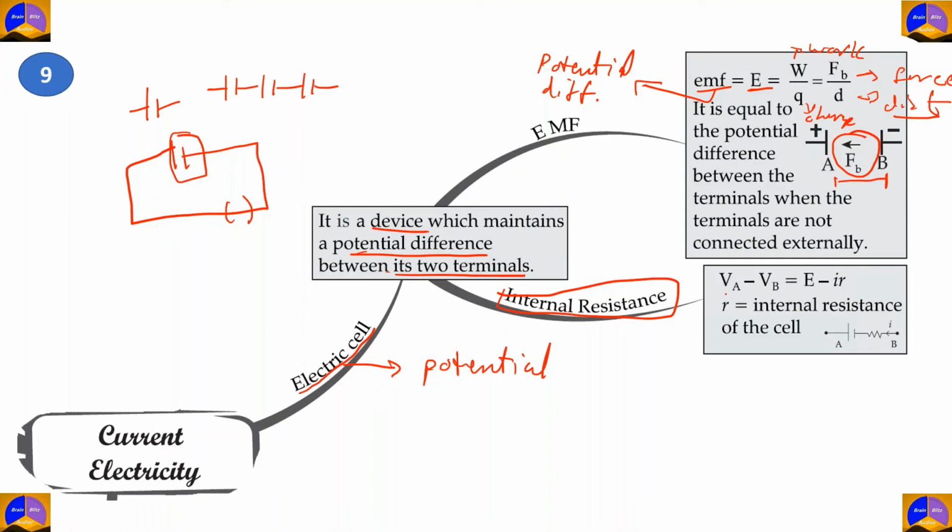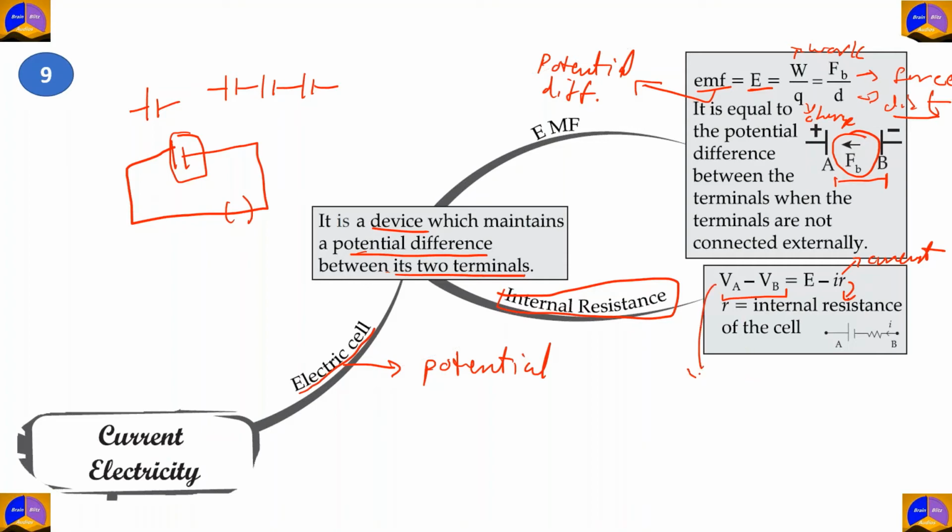And the formula here is given as VA minus VB is equal to E minus Ir, which quite simply states that VA minus VB, which is the potential difference, is equal to E, which is the potential difference inside the cell, minus Ir, where I refers to the current and r refers to the internal resistance of the cell. Using this formula, we'll be able to calculate the internal resistance of a cell.